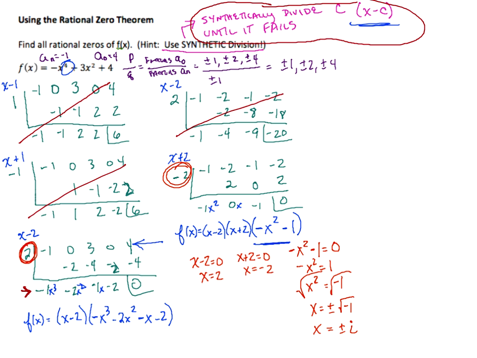So those are not considered rational zeros. The instructions were to find all of the rational zeros. So the answer to that, the rational zeros, are 2 and -2.